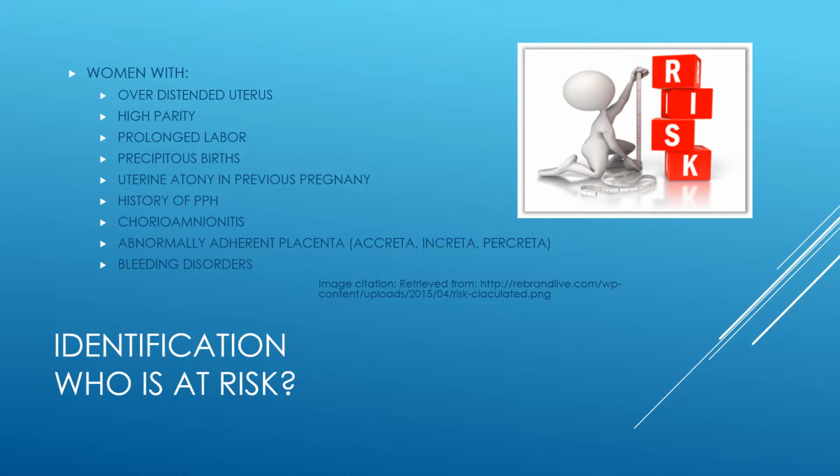Chorioamnionitis, infection after the membranes rupture, can also cause a woman to hemorrhage after birth. Abnormally adherent placenta, such as placenta accreta, increta, or percreta, and any bleeding disorders.